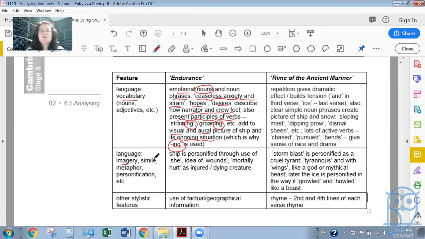Language: imagery, simile, metaphor, personification. Well, the ship is personified through the use of "she", this idea of wounds. She has wounds, gaping holes, but she's mortally hurt. It's almost as if she's an injured or dying creature, and that's how he personifies her. And why do that? Because it shows you how connected he is to the boat. He sees the boat as a living entity. That's how much it means to him. The boat is his means to realizing his ambition. Other stylistic features, well, there's the use of factual and geographical information, which we would expect from an explorer, an expedition and an explorer.